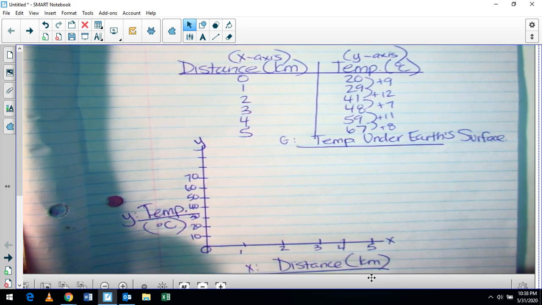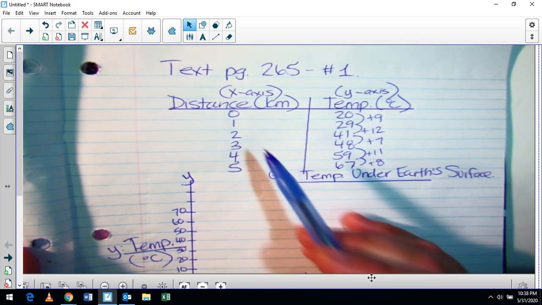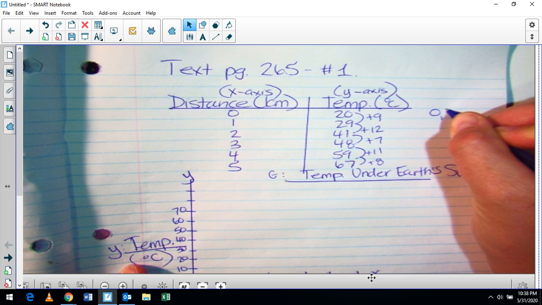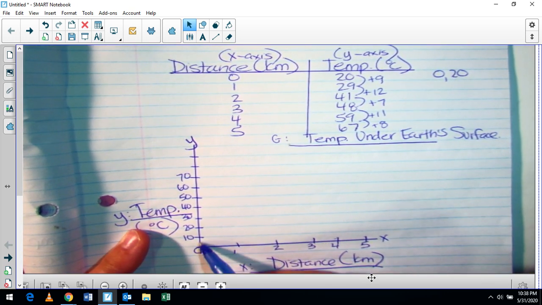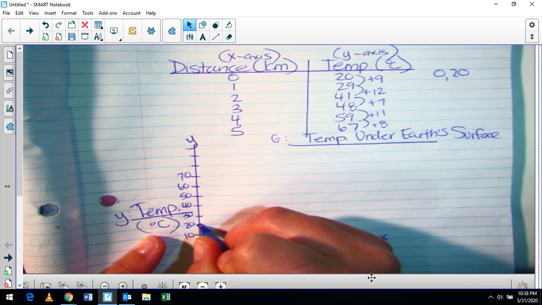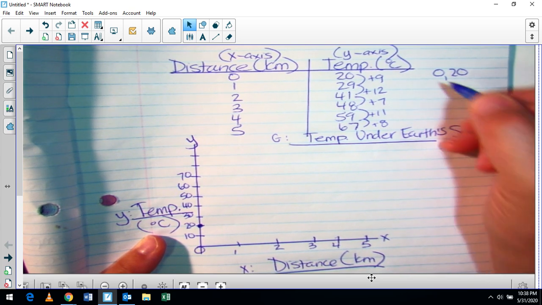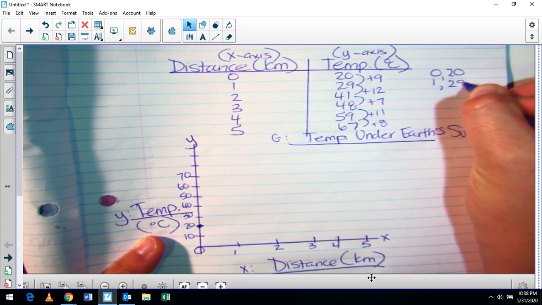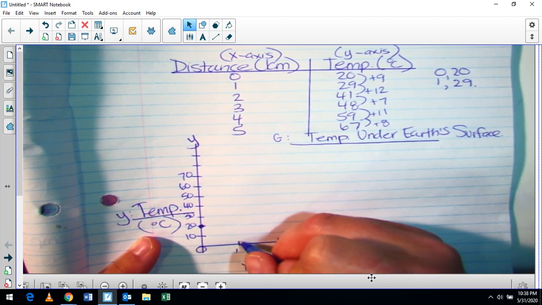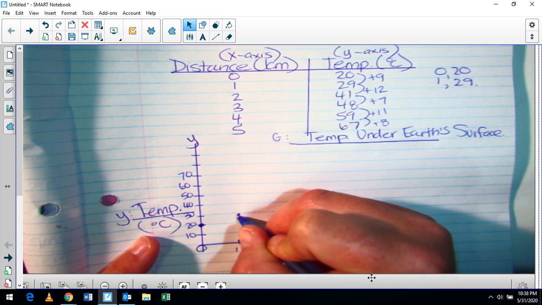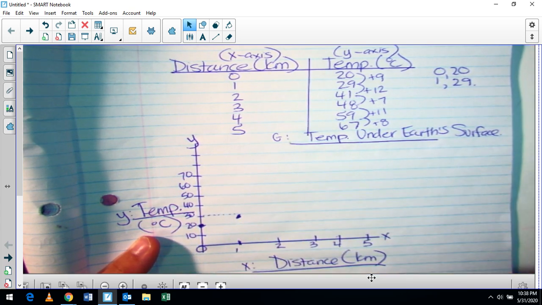The first coordinates I need to plot on my graph are 0 and 20. I find 0 on the x-axis, I follow it up to 20 on the y-axis, and my first point is plotted there. The next coordinates are 1 and 29. I find 1 on the x-axis, almost to 30. It should be just under. If 30 is at this blue line, it should be just under that.